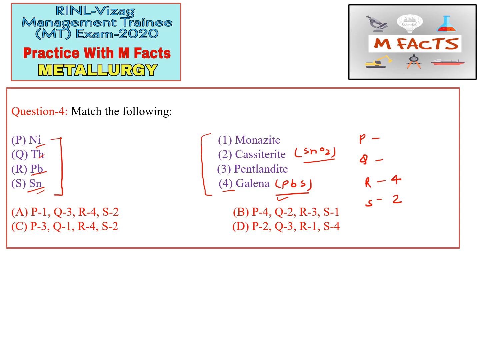So for nickel, the ore of nickel is pentlandite. Pentlandite is basically a complex compound of nickel and iron, so we can write the formula like that. This is the sulfide ore of nickel and iron. So nickel and Fe are found in complex compound form. So this P we can match by 3.